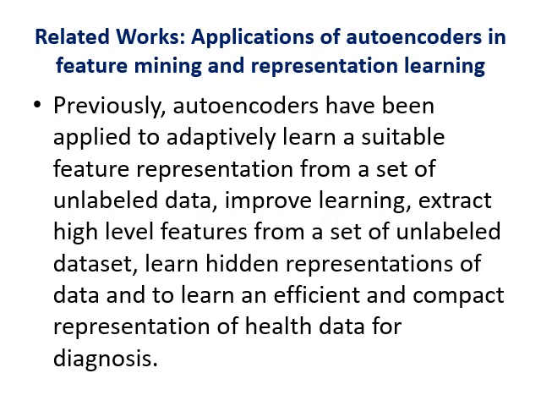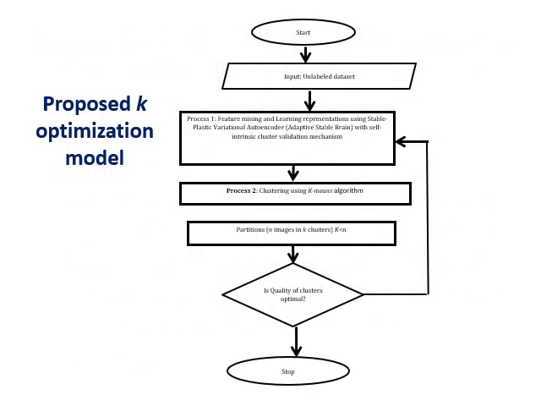So based on how autoencoders have been applied in feature mining and learning representations, we thought we could leverage that and create a K optimization model that is more efficient. If you look at my flowchart here, after starting, an unlabeled dataset is input, and a very critical process is process 1, where we are mining features from the unlabeled dataset. We are trying to learn representations, of course, using the stable plastic variation autoencoder.